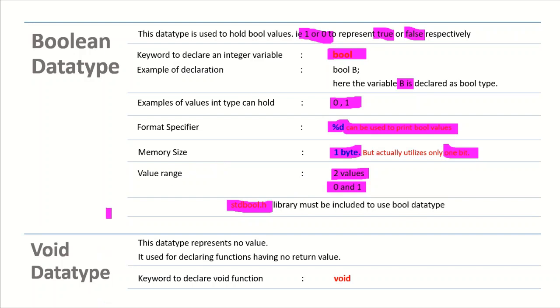Next is void data type. This data type represents no value. Actually, it is used for declaring functions having no return value. The keyword to use is void.